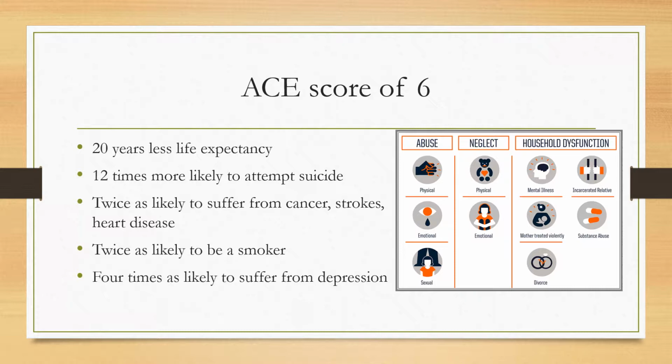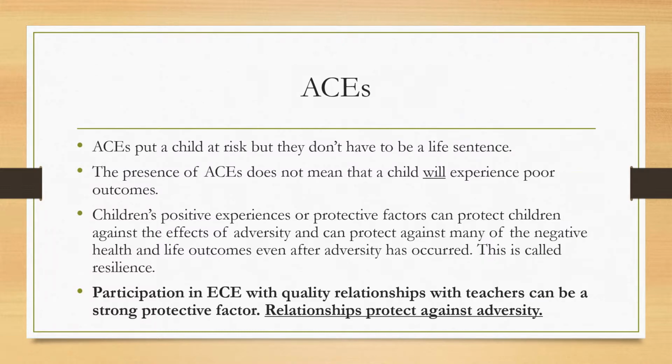This is going to impact them. So this is a bit of an extreme example and might be quite confronting for some of you. If somebody has an ACE score of 6, they have a 20-year less life expectancy, so they will live for 20 years less than the average person. They're 12 times more likely to attempt suicide. They're twice as likely to suffer from cancer, strokes and heart disease. Twice as likely to be a smoker. And 4 times as likely to suffer from depression. So I hope that you're not sitting there thinking this is all doom and gloom, that these ACEs are essentially a life sentence. They're not, but it's very important that we are aware of the risk that the exposure to these ACEs can put our children at.